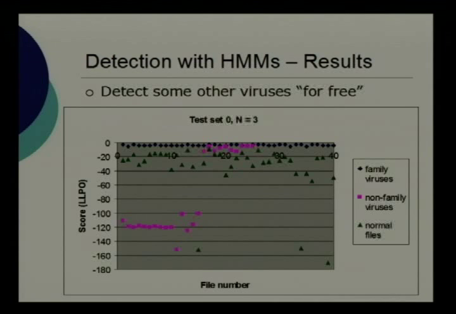If we include the other viruses in the test, we see that some non-family viruses actually score very close to the family viruses, the NGVCK viruses. We take a look at those viruses. They are the VCL32 viruses, which showed some similarity in the similarity test. So we can say that the hidden Markov model detects some of these other viruses for free. I think the bottom line is that we never misclassify a normal program. We would not say a normal program is an NGVCK virus. But for some viruses, if they have some similarity to the NGVCK programs, they would show a higher score, which is what a hidden Markov model would do.